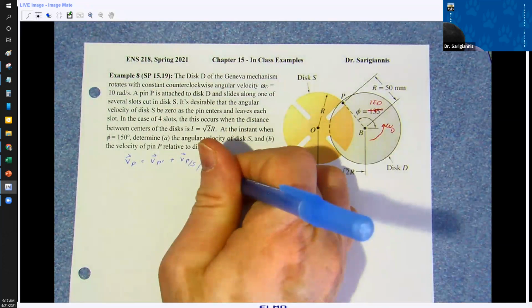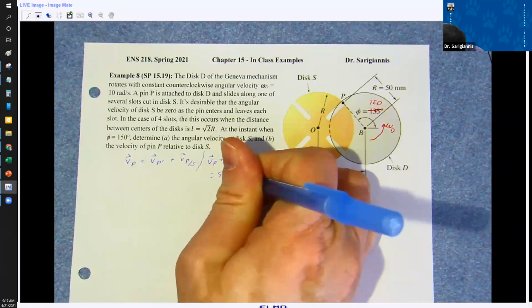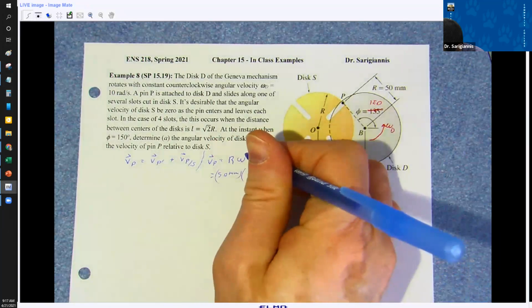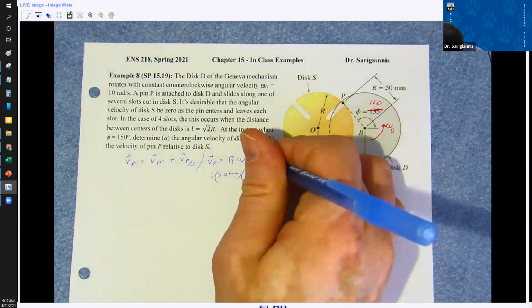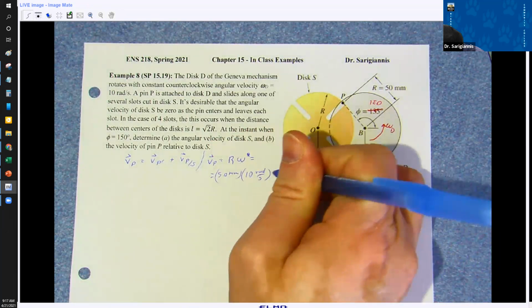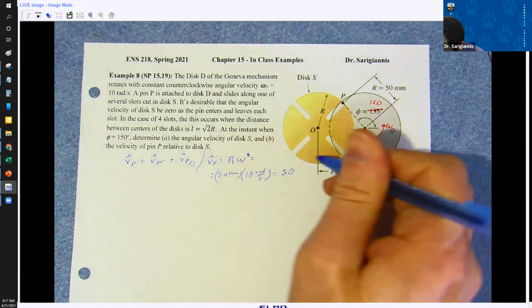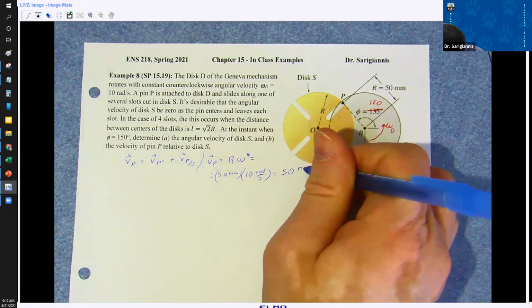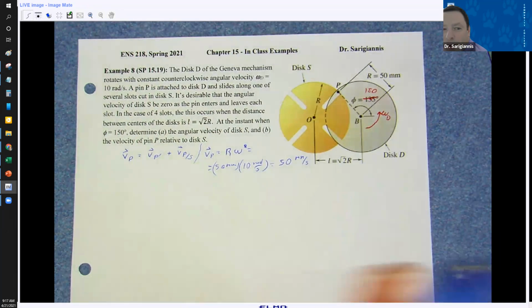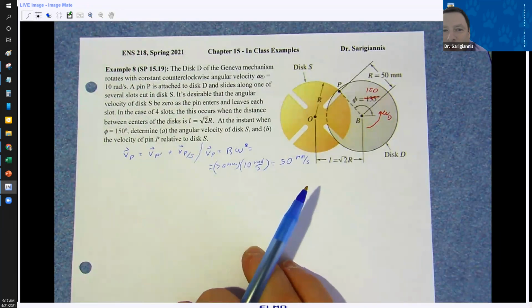Which is equal to 50 millimeters times 10 radians per second. Oh, why did I square that? So we've got 500 millimeters per second. So that's the velocity of P all by itself, right?